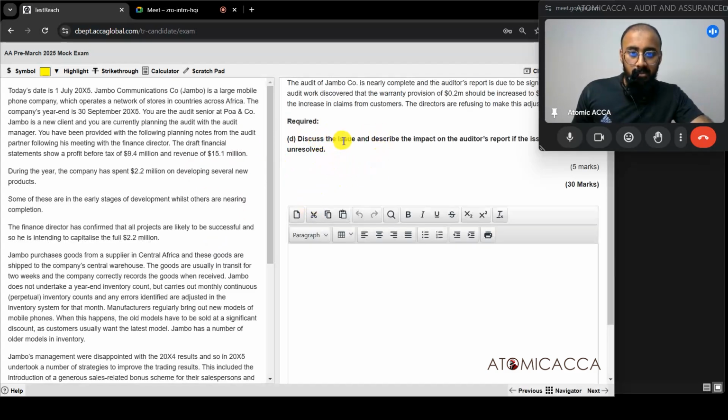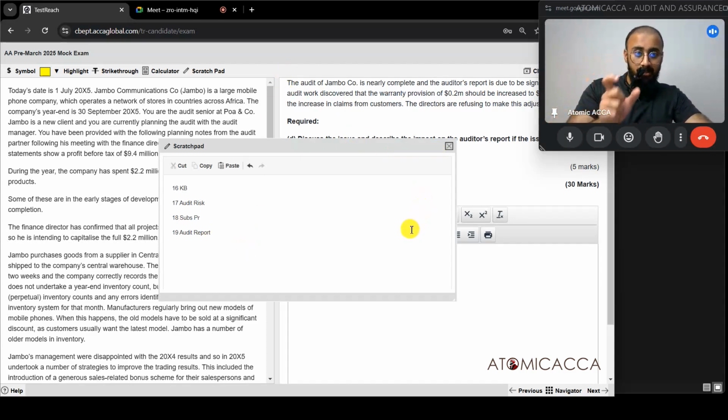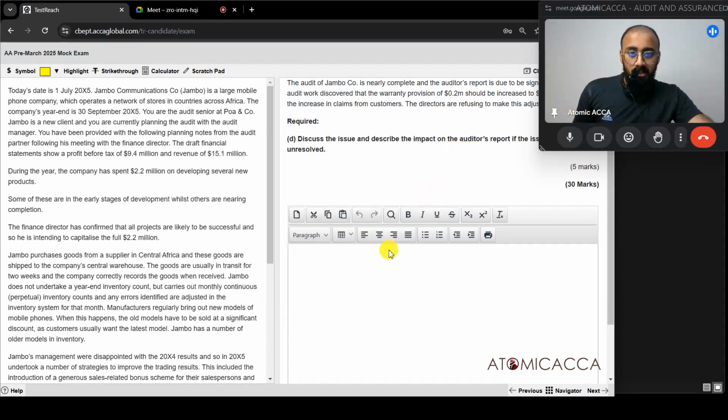The 19th one is: discuss the issue and describe the impact on audit report. So we can do this now. The 19th one is an audit report question. As said, this will be related to the case study, but we don't have to read the entire case study to get the answer for this. We need only minimal reading, minimal effort. So we always focus on the tricks to attempt a question. So let's read the question.